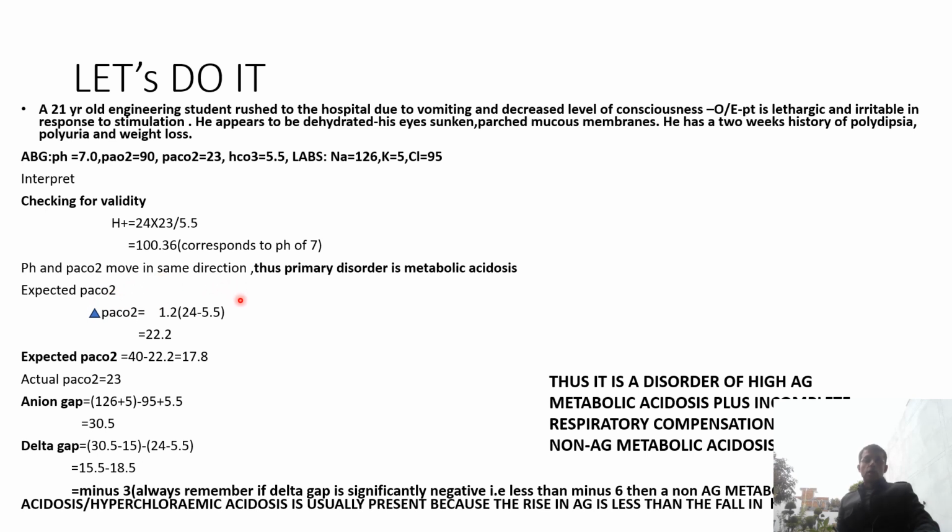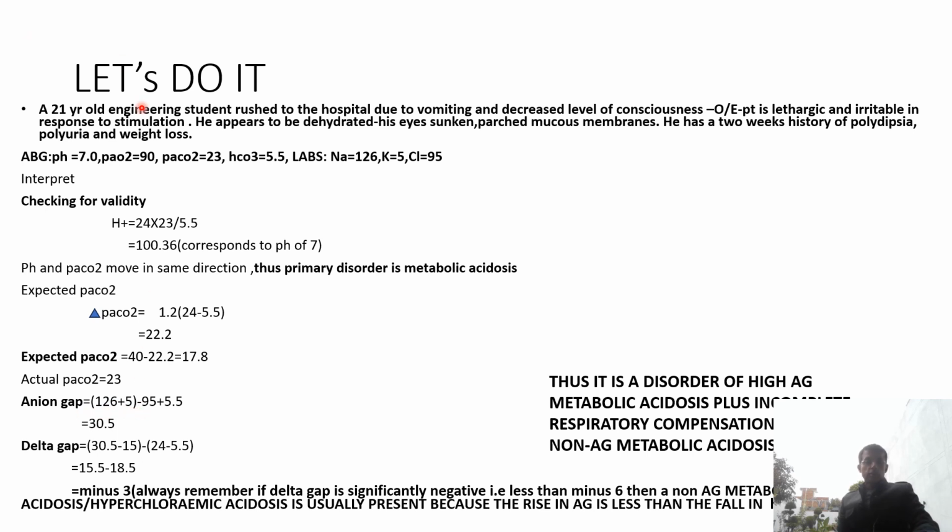PCO2 has gone to 23, and this is a primary disorder, it has to be metabolic acidosis. For expected PCO2 we have to multiply by a factor of 1.2: 1.2 multiplied by the bicarbonate change, 24 minus 5.5, which is 22.2. Expected PCO2 is 40 minus the change of 22.2, which is 17.8. So what is the actual PCO2? 23. So slight respiratory acidosis is there. So it is basically a metabolic acidosis with slight respiratory acidosis.